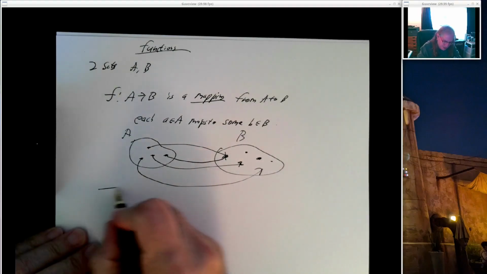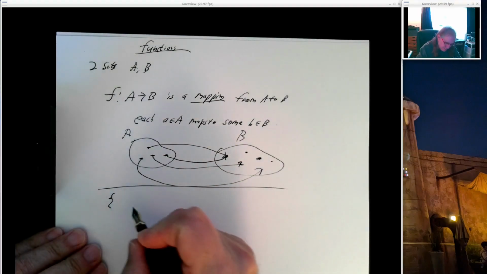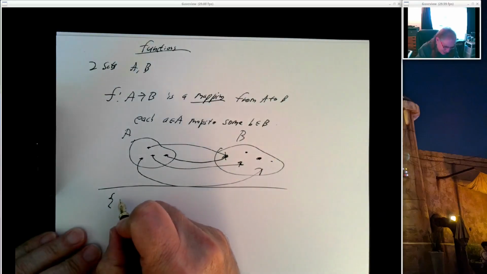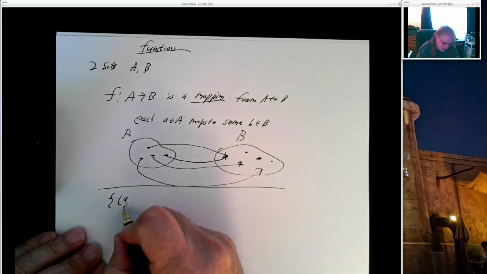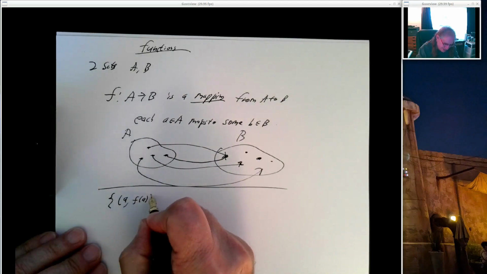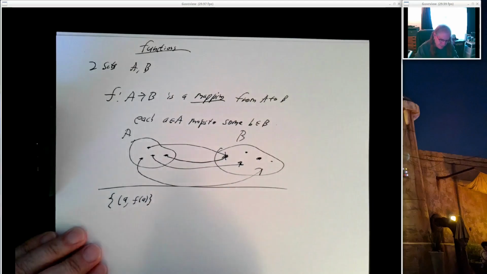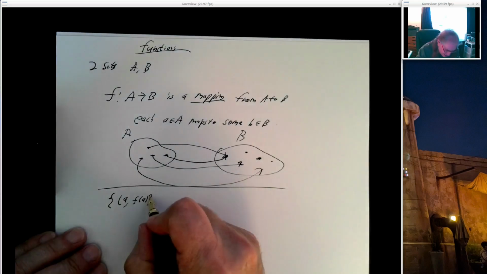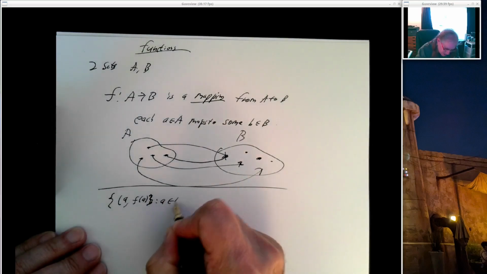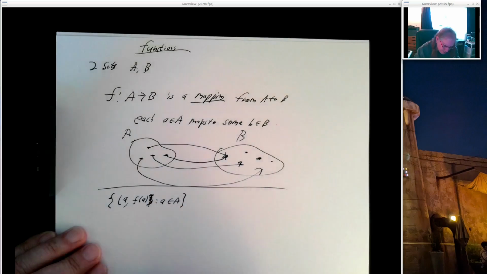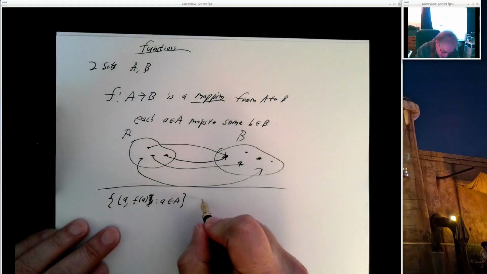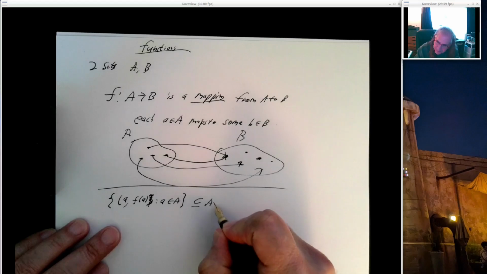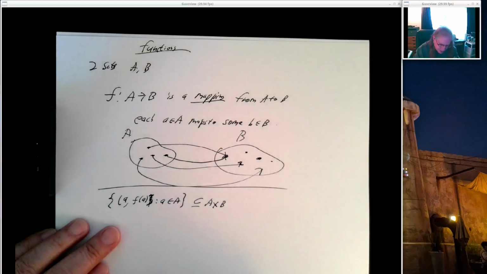One thing to note is that if we form a set whose elements are tuples, whose first element is a and whose second element is f of a, and this is the set of all these tuples such that little a comes from the set A, that is one way to define a function. And this is actually a subset of just the Cartesian product of A with B.